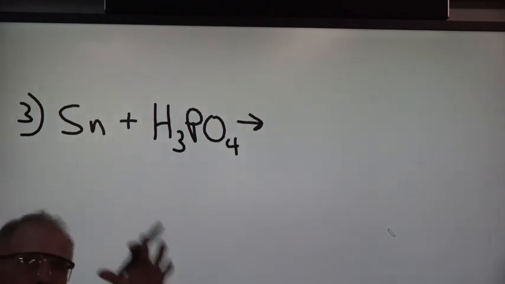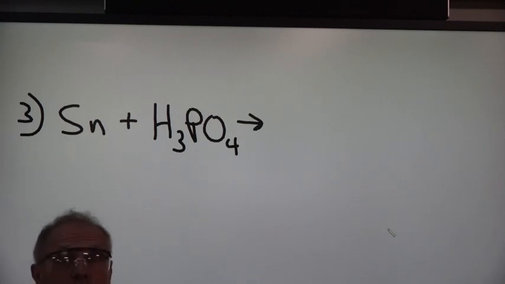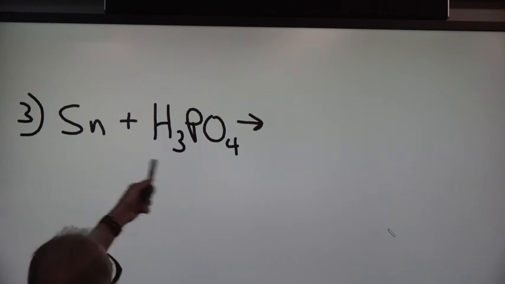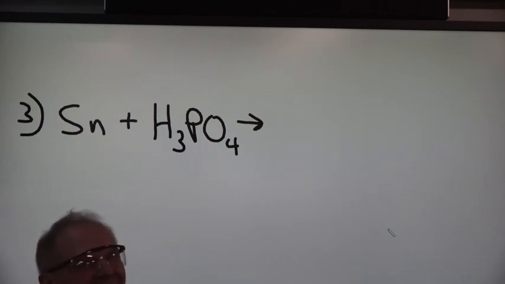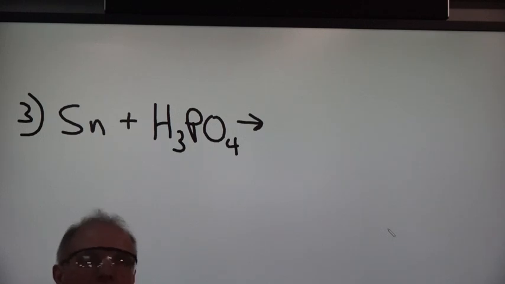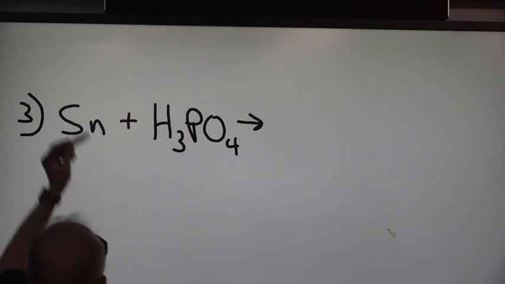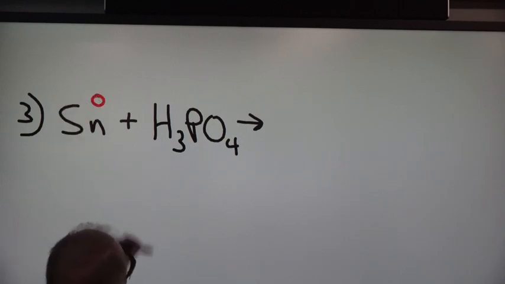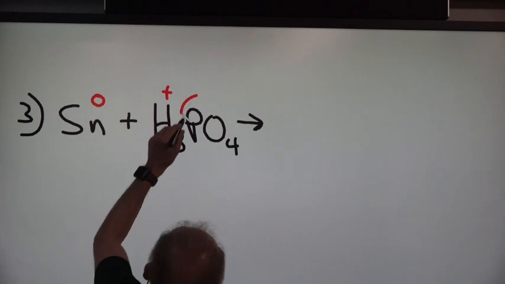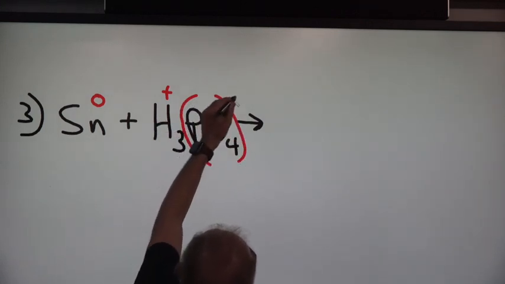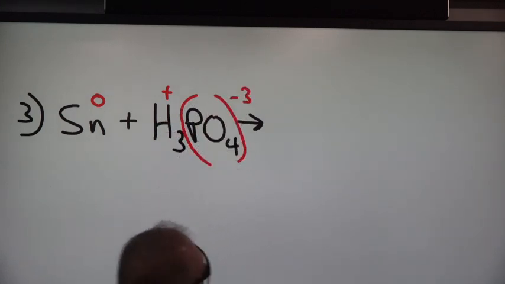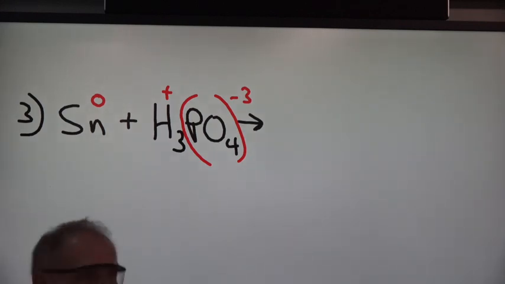Okay, so now we're getting really far down closer to H2 on reference table J. So when I put tin with phosphoric acid, it really doesn't work very well. It will give off some hydrogen gas, but nothing like the first 2 we did, because it's getting closer to H2 on reference table J. So, tin, all by itself, neutral. H, positive. PO4 -3.